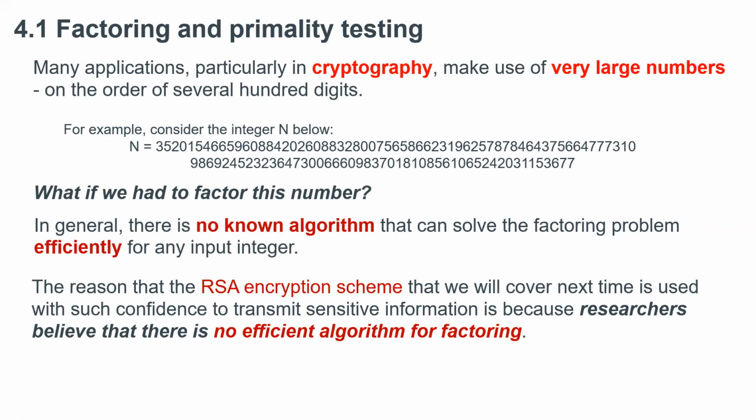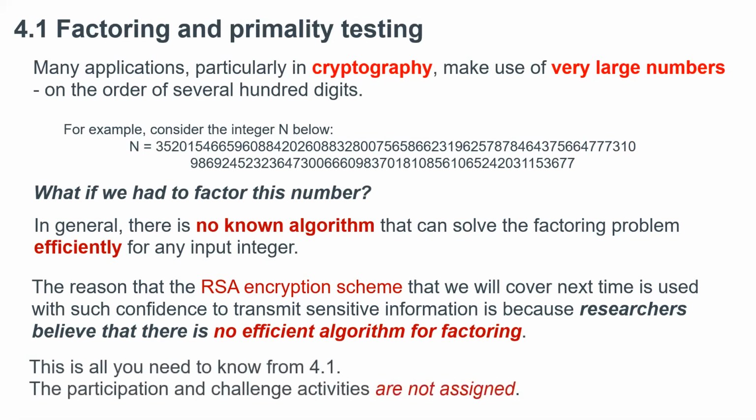Because the reason, and this is what the book says, the reason that the RSA encryption scheme that we'll cover next time is used with such confidence to transmit sensitive information is because researchers believe that there's no efficient algorithm for factoring. Okay, so if there were, then someone who's trying to crack the code could run this algorithm, find the factors that's needed, and then continue on. Okay, so that's not going to be possible though, because of this problem. And so that's good for whoever wants to use the RSA encryption scheme. And so again, we'll talk about that next time.